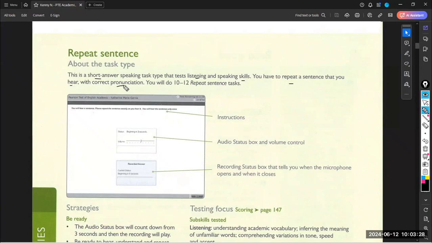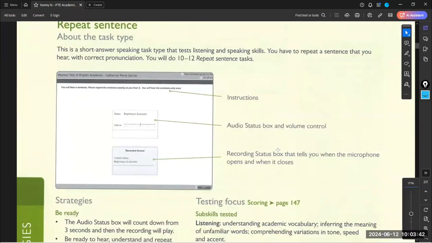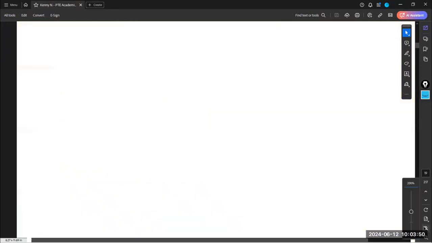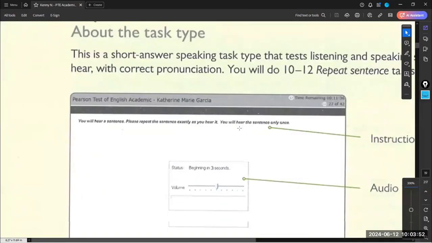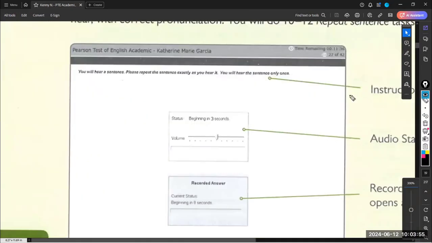Absolutely, you have to repeat it with correct pronunciation. And you will do this exercise or form maybe 10 times or 12 times. It depends on the exam that you are applying for. This is the exact screen you will encounter if you are in the PTE exam. Let me just zoom in to show you the screen in this exam.